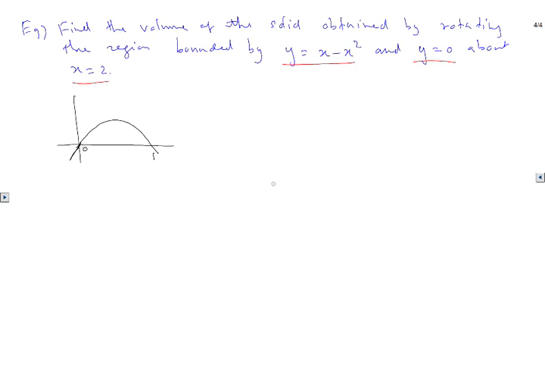0 and 1. That's the parabola. And then what you can do, you're going to rotate this about the... so that's the curve. So y equals x minus x squared, and you can rotate this about the x equals 2 axis. So right, x equals 2 axis. So that's the region you're talking about.